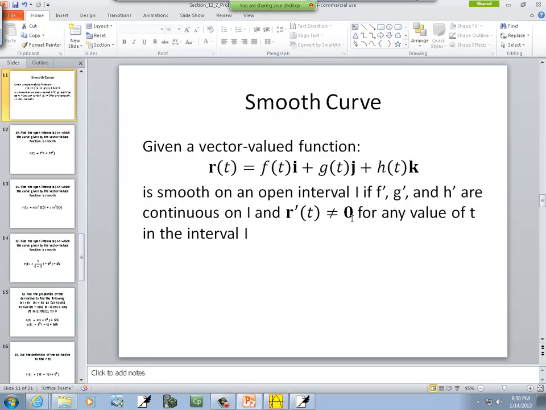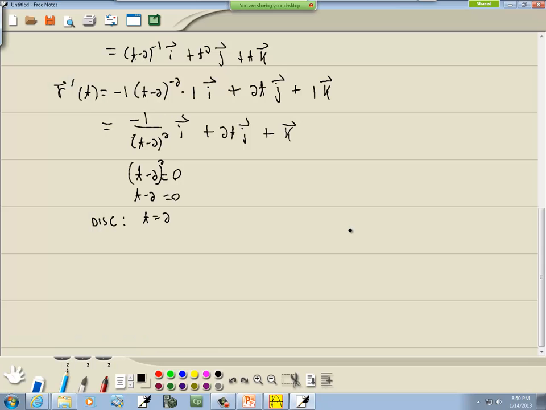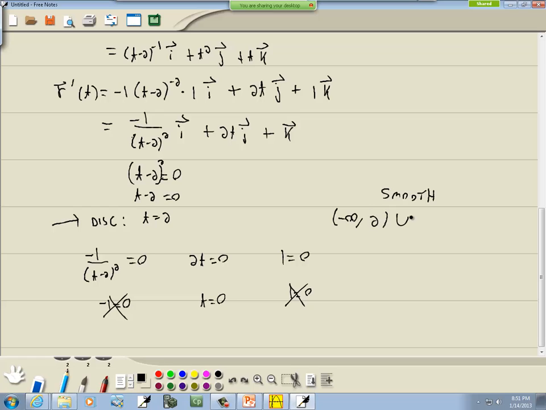Okay, then the second part says see if we can set it equal to the 0 vector. So I'm going to set each one of these component functions equal to 0 and solve them. So here I got negative 1 over (t minus 2) squared equal to 0. I'll set 2t equal to 0, and I'll set 1 equal to 0. Obviously, they're not going to have anything in common. This gives us t equals 0. Here, if I multiply both sides by (t minus 2) squared, I'm going to get negative 1 equal to 0. And here we got 1 equal to 0, so those cross off. And obviously, all three of them don't have the same value. So from this perspective, it's okay everywhere. So the only place we have a problem is right here. So our answer on this one: smooth from negative infinity to 2, union 2 to positive infinity. And that's our answer.